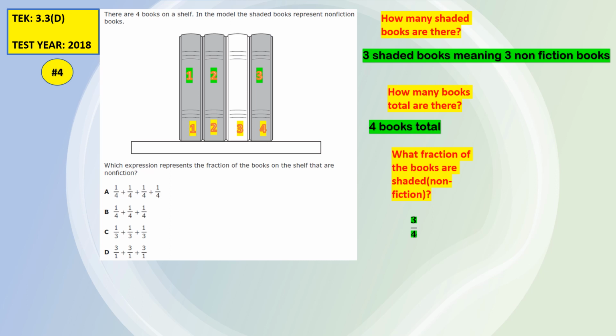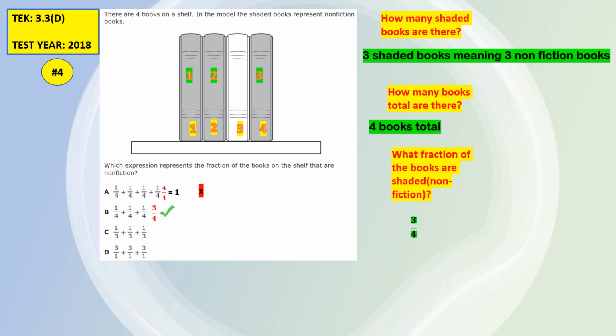Well, let's look at A. If I add those unit fractions together, then I'm going to get 4/4. And 4/4 is equal to 1 whole. So I'm going to put an X next to that one. That's not it. Let's look at B. If I add those unit fractions together, I'm going to get 3/4. And that matches what I'm looking for. So right now, B is looking like our correct answer.